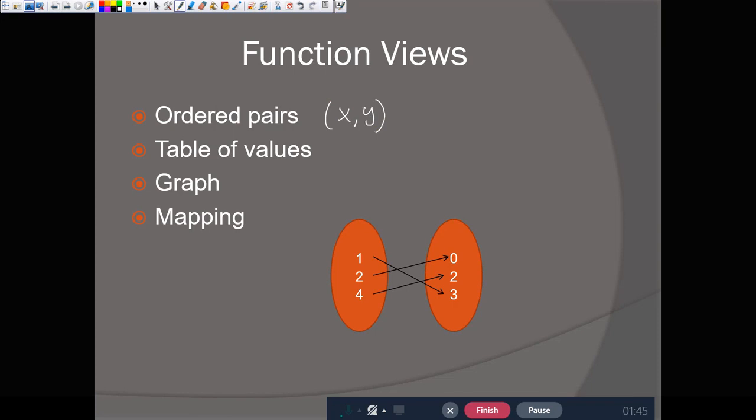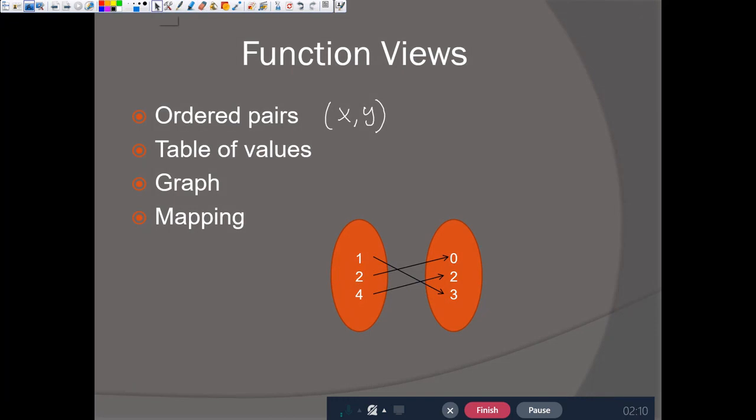This is a map. Okay, in order for a map to be a function, your lines have to go from only one x. This would not be a function if I had two lines coming from an x value. Okay, that would make this not a function. So those are some ways that we can look at a function and determine if it is a function: ordered pairs, a table, a graph, mapping.